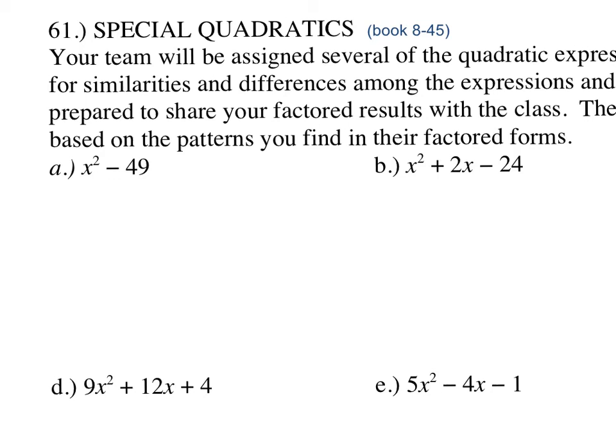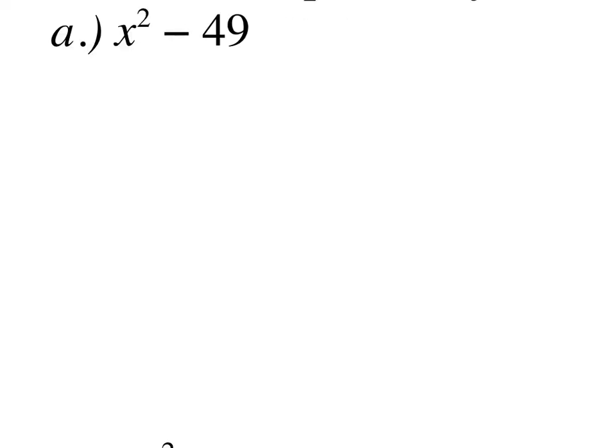Chapter 8, Part 5, we are going to look at some special quadratics. 61a, we have x squared minus 49. To start, I'm going to look to see if I can find a GCF other than 1, and in this case I can't. So I'm going to start by saying x squared plus 0x minus 49.